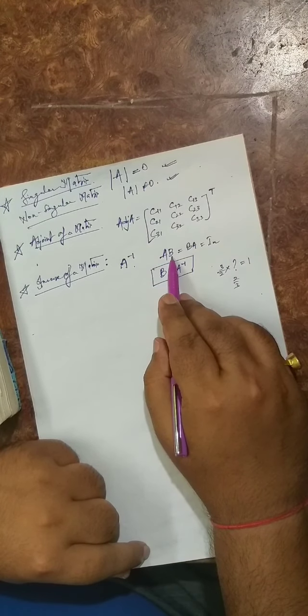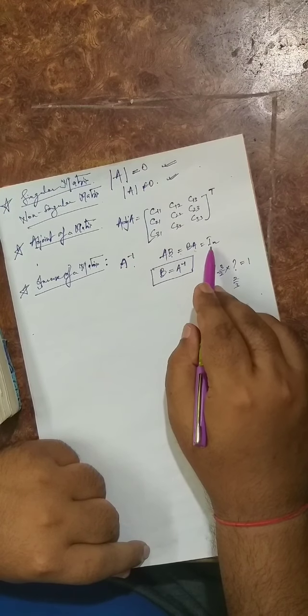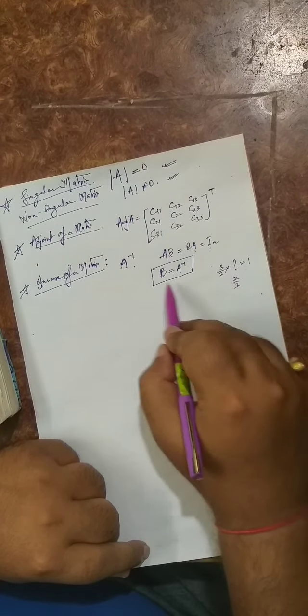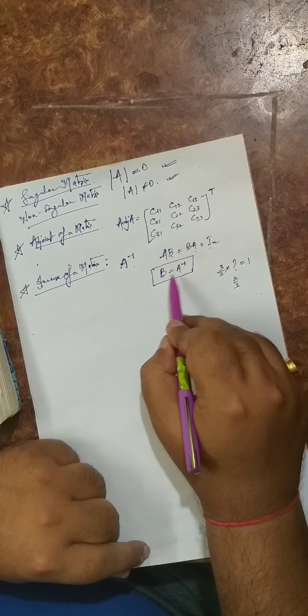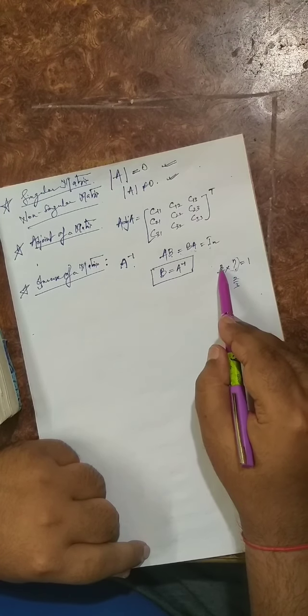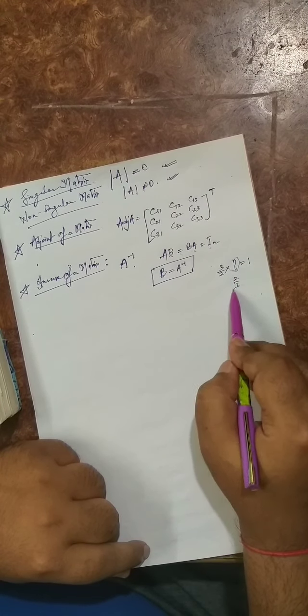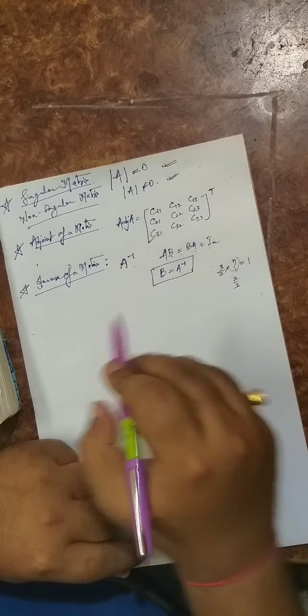this is the same way. A into B equals B into A, and then you will get a unit number. So like this you can remember, B is nothing but the inverse of A. That is, instead of 3 by 2, the reciprocal of 3 by 2 is 2 by 3. So this is the reciprocal of this number.